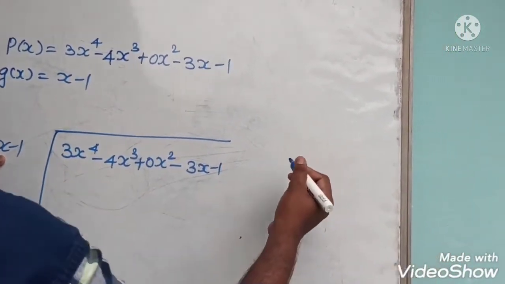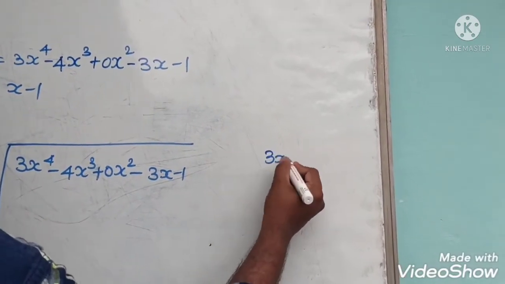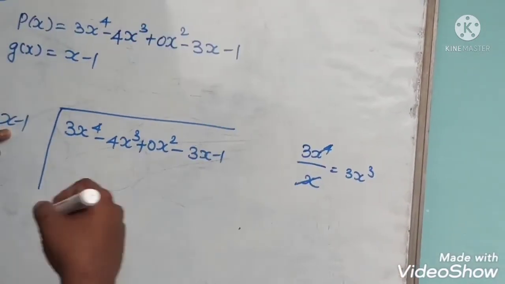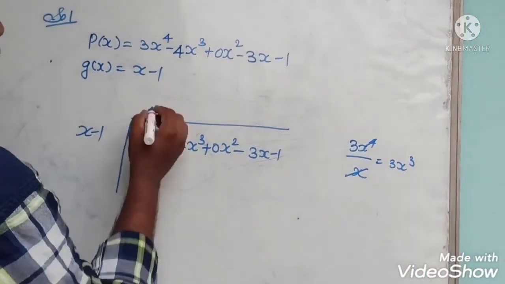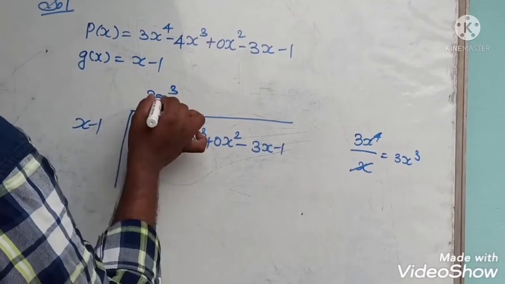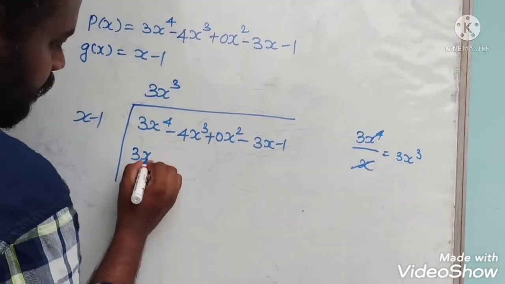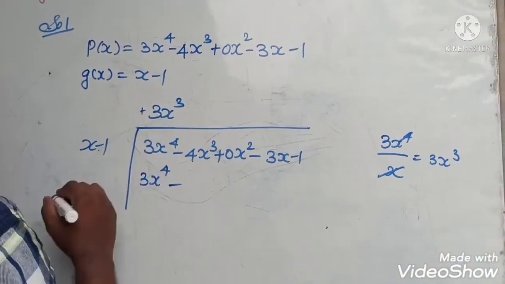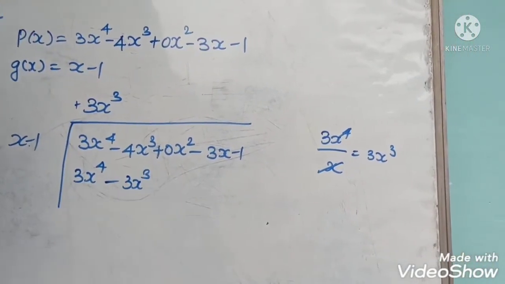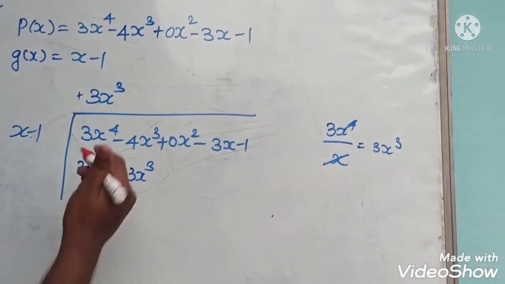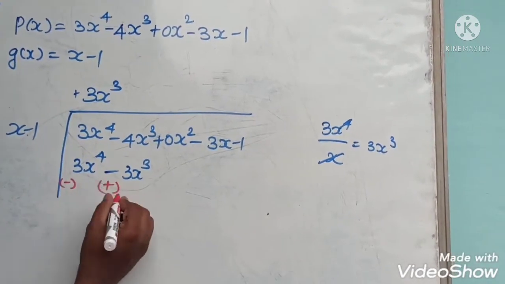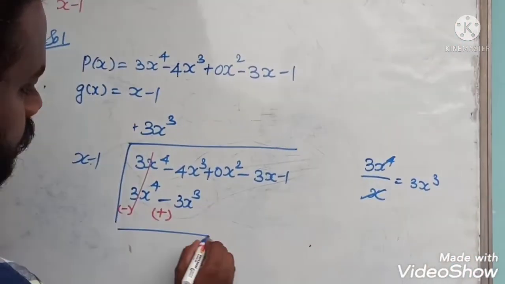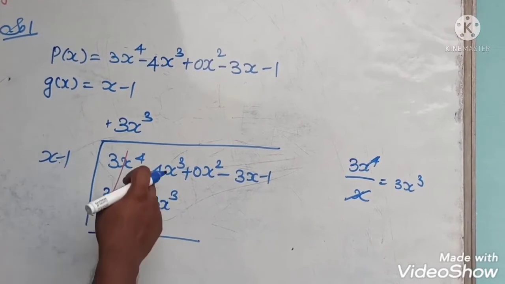So x, 3x cube. It can be multiplied with the 3x cube. So x cube into x power 4, so 3x power 4. Minus 1 into plus 3 minus, plus into minus, minus. So 3x cube. And for the second condition we have to change the symbol: plus 1 becomes minus, minus becomes plus. So the same will cancel. So plus 3 minus 4, 4 is bigger, so the answer is minus 4 minus 3, minus 1.